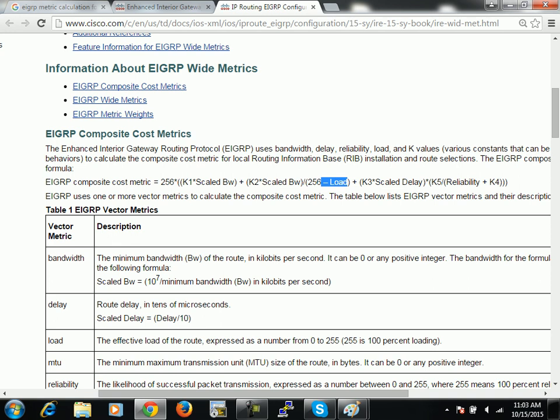Because if K2 is 0, then you can see in this field that load will also not be considered. If K2 is equal to 0, then it will make that term 0 itself. Like 0 multiplied by any value makes it 0, and if you divide 0 by any number, again it will be 0. Understood? That is why, in the actual formula, when K2, K4 and K5 are equal to 0, you are not going to consider load and finally reliability.